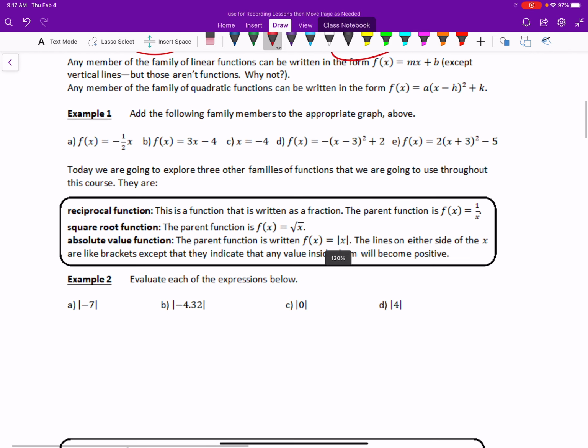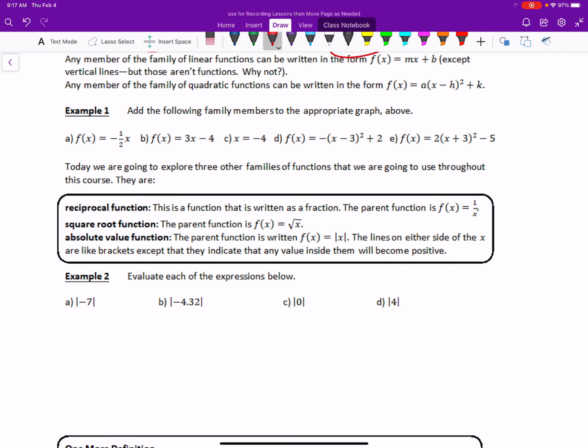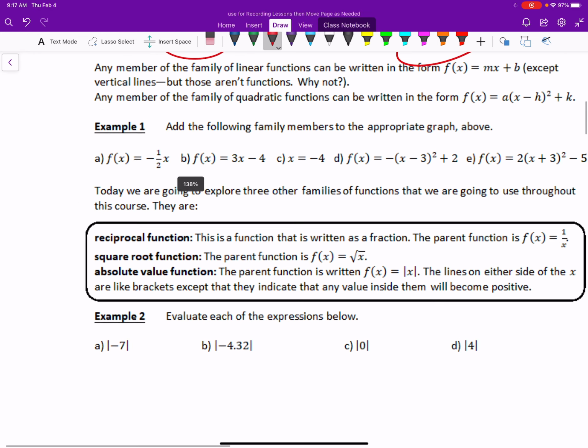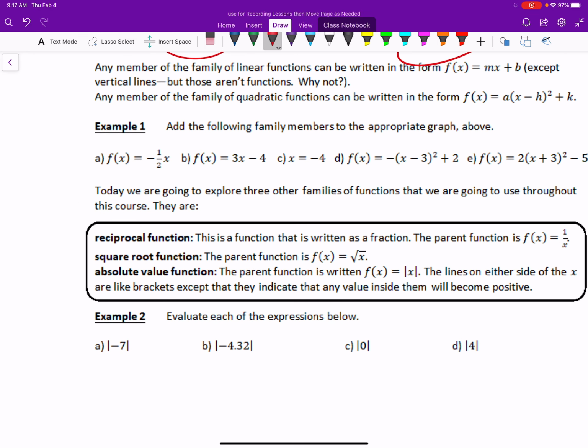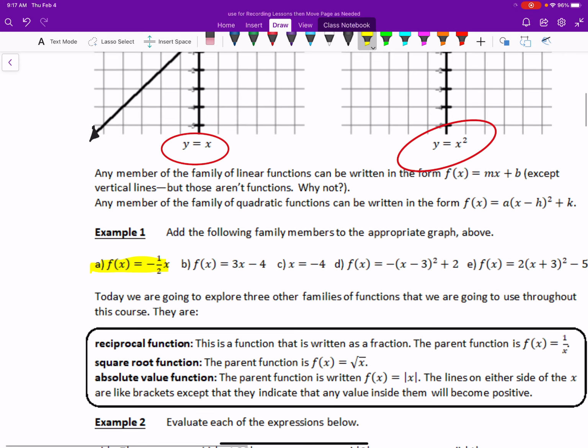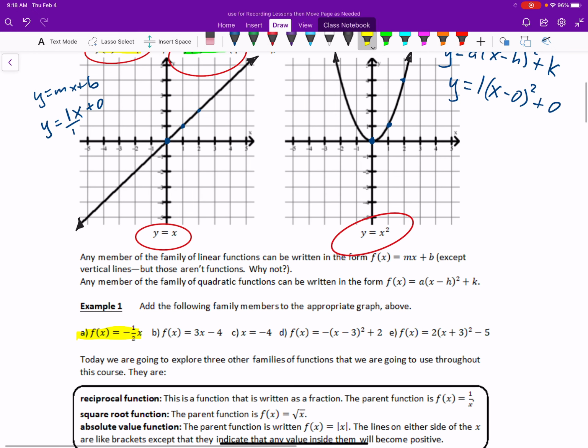So add the following family members to the appropriate graph. This would be a member of the linear family of functions. I can recognize linear because there's no exponent on the x. Quadratic is going to have the exponent 2. So this is a linear. It's got a slope of -0.5, and it's going to have a y-intercept of 0.